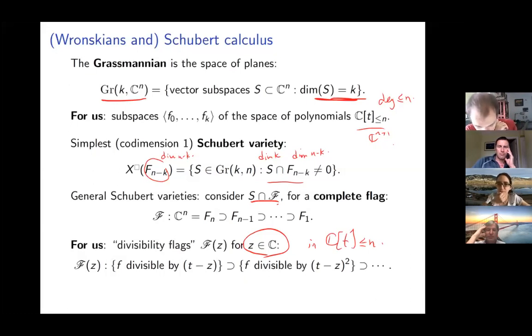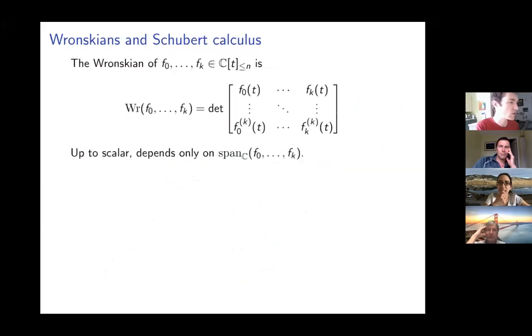And so how does this connect to Wronskians? I put the definition of the Wronskian back up. It's this determinant where we have f0 through fk, and then their derivatives and second derivatives and so on. And I claim that up to scalar, the Wronskian only depends on the subspace spanned by f0 through fk inside of this vector space. It doesn't depend on the individual polynomials.